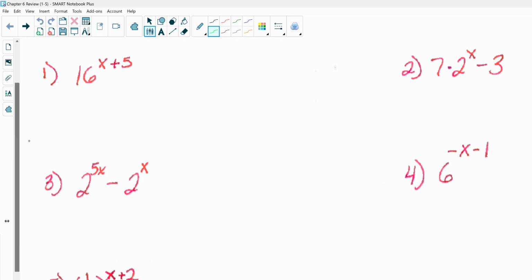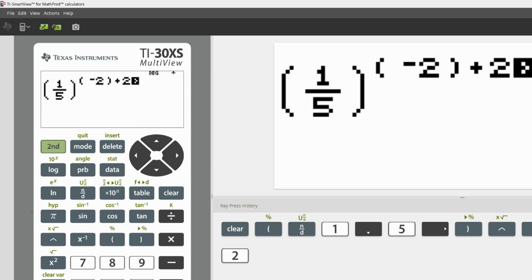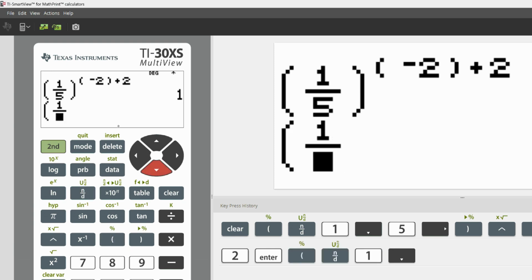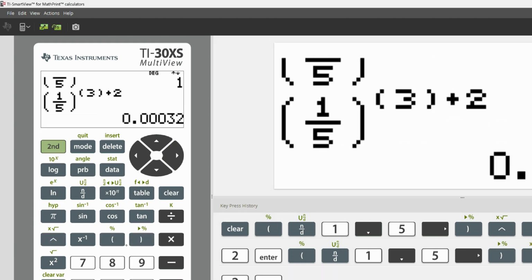Which would indeed be 1. (1/5) to the -2 plus 2. If you're not sure how to type it in, type that value in, replace x with parentheses, so we'll put parentheses around it. Now the other one was 3. (1/5) to the 3 plus 2.